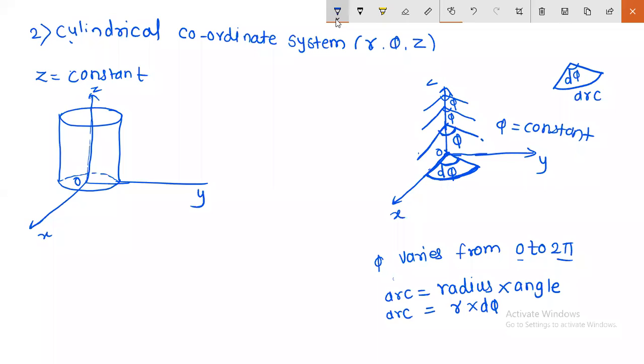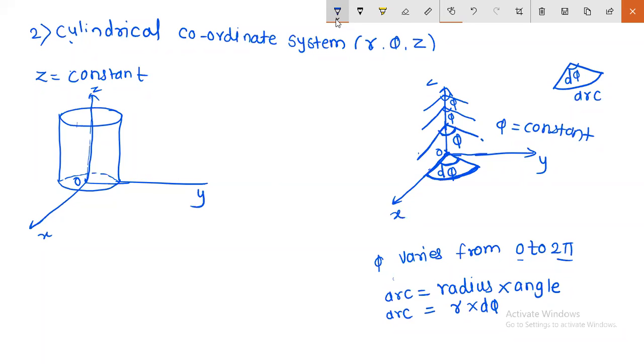Okay, so the third coordinate z. This z coordinate is nothing but the length of this cylinder, or simply the height of the cylinder, from the origin here. Now here the cylinder is placed on the floor, or you can say in the x and y plane. Then from the origin towards the z axis is nothing but the length of your cylinder.